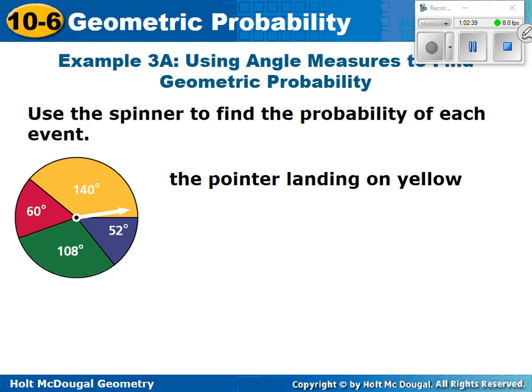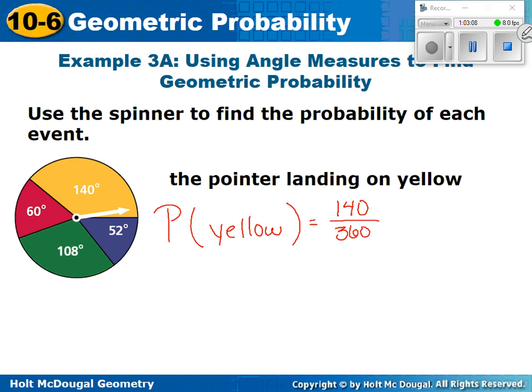So here's a circle kind of question. Again, how many degrees are in a circle? 360. It says use the spinner to find the probability of each event. What's the probability that it lands on yellow? So what's going to go in our parentheses? Yellow. Probability of yellow equals. How much of our circle is yellow? 140 degrees. And how many degrees are in a circle? 360. So you'll just divide.